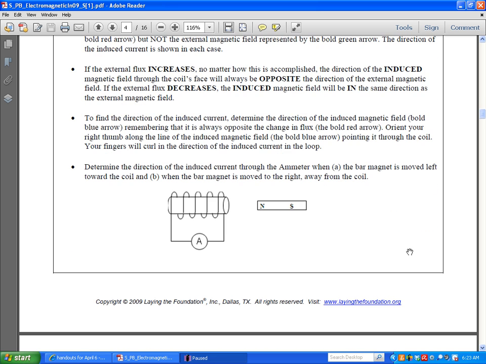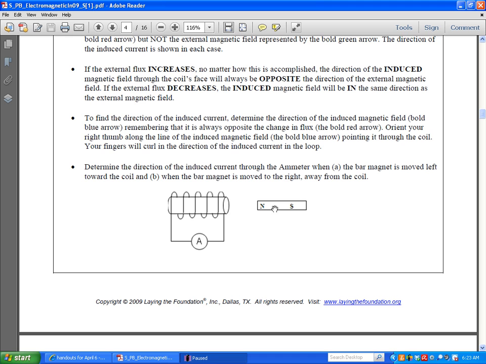Okay. So we'll take a look at this. Determine the direction of the induced current through the ammeter when the bar magnet is moved left toward the coil. So if it's going toward the coil, it's causing the field to increase to the left. So I need to offset that by causing a field to increase to the right. And that makes my current move in that direction.